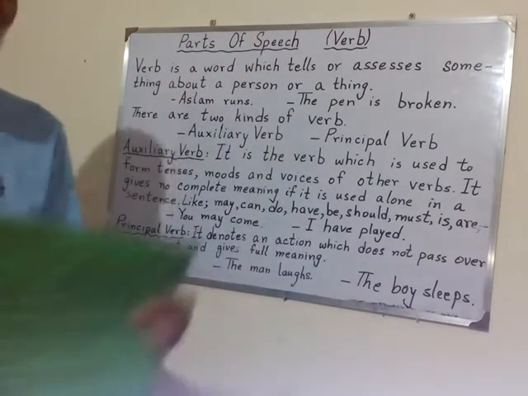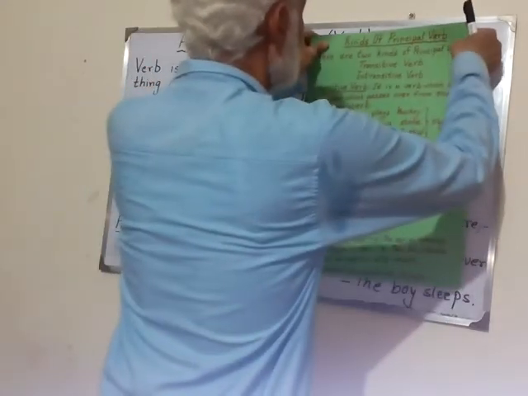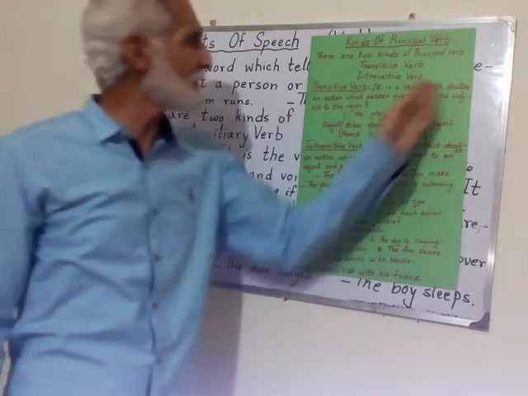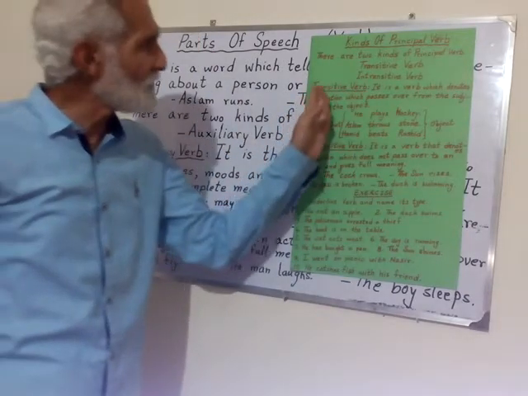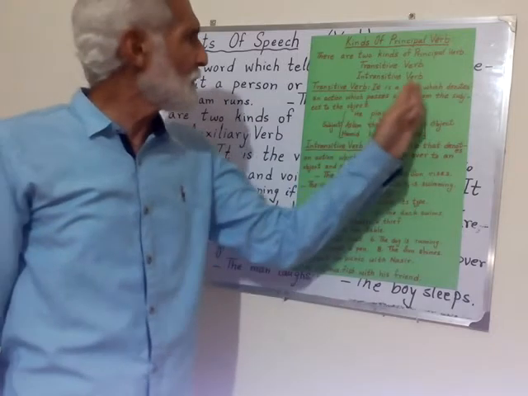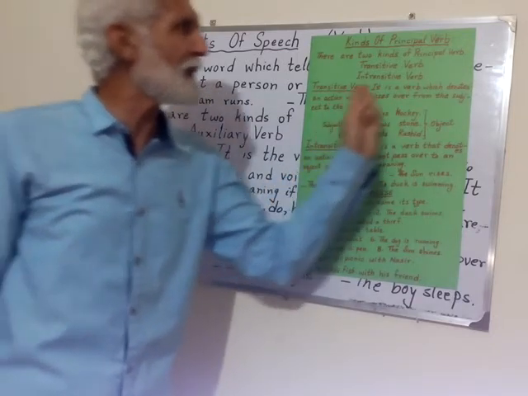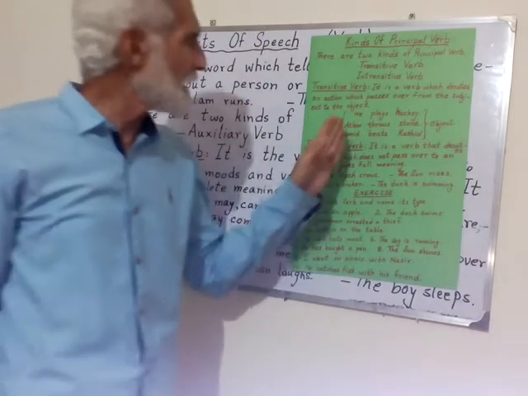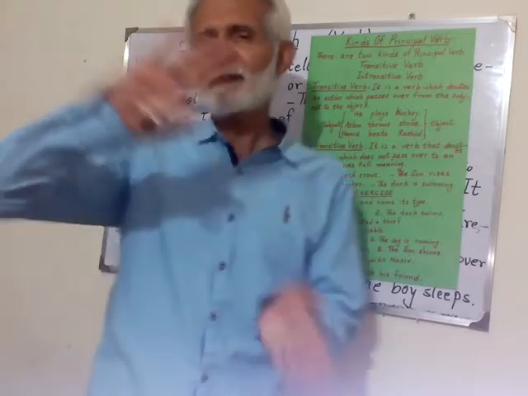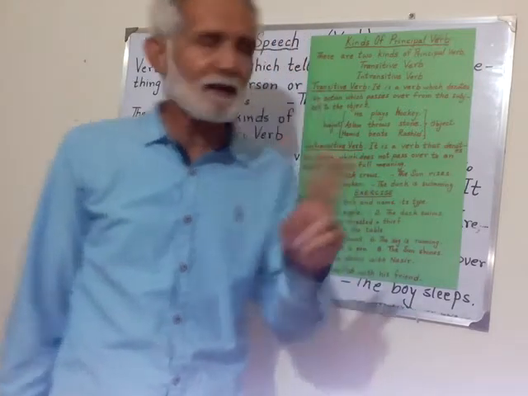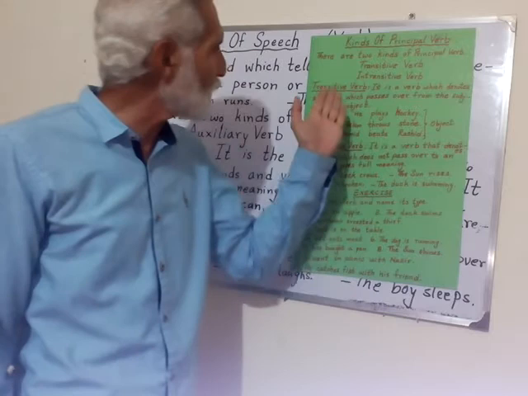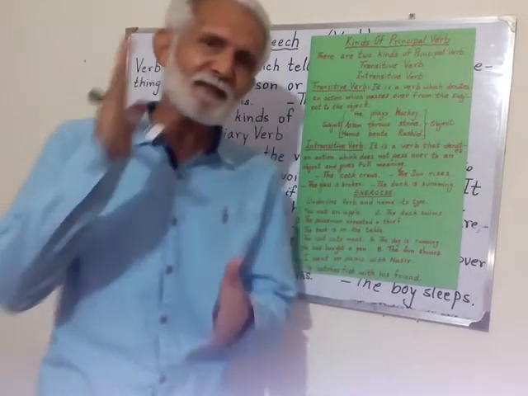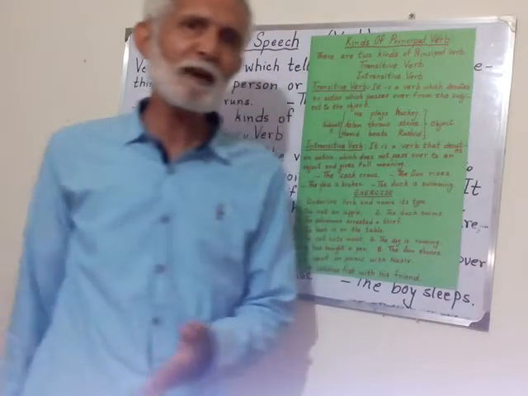Now, when we say principal verb, there are two kinds of principal verbs: one is transitive verb and the other is intransitive verb. Now, when we say transitive verb, it is a verb which denotes an action which passes from subject to object. First, make it clear that principal verb says that it does not pass. But there are two kinds. In one kind it passes, in the second it does not, therefore the names transitive and intransitive. When we say transitive, it means to pass.